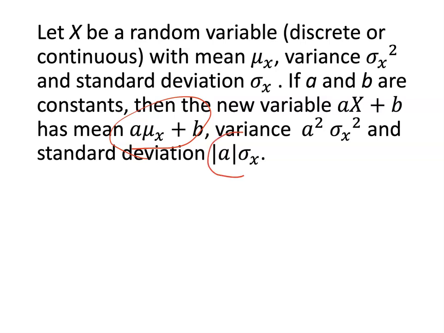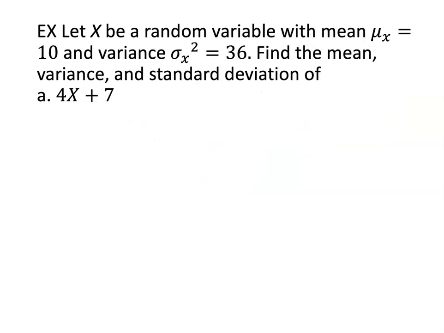Notice that we could obtain this formula from this formula. Standard deviation is the square root of variance, and so if we just take the square root of a squared, sigma sub x squared, we get this, absolute value of a, sigma sub x.